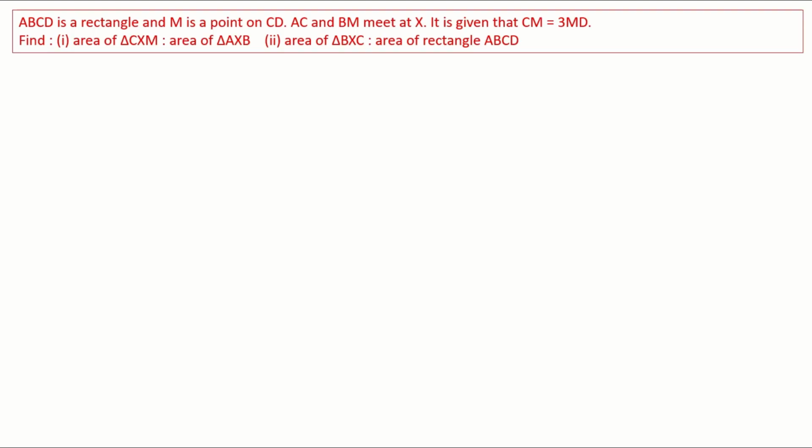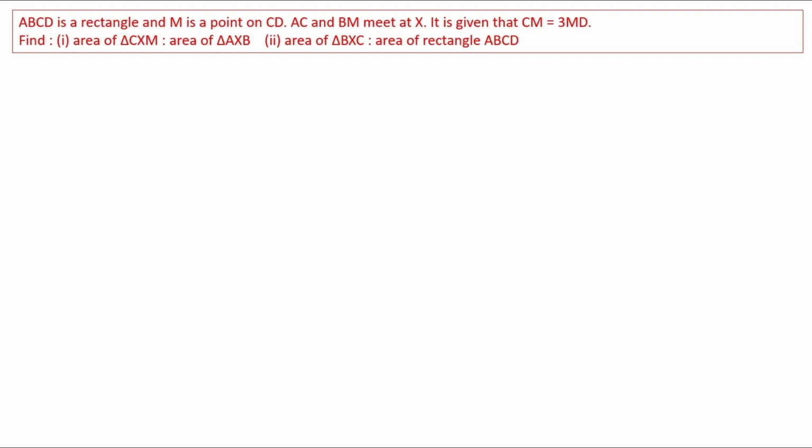The first one is: ABCD is a rectangle and M is a point on CD. AC and BM meet at X. It is given that CM equals 3MD. Find the area of triangle CXM ratio area of triangle AXB. And the other one is area of triangle BXC ratio area of rectangle ABCD.